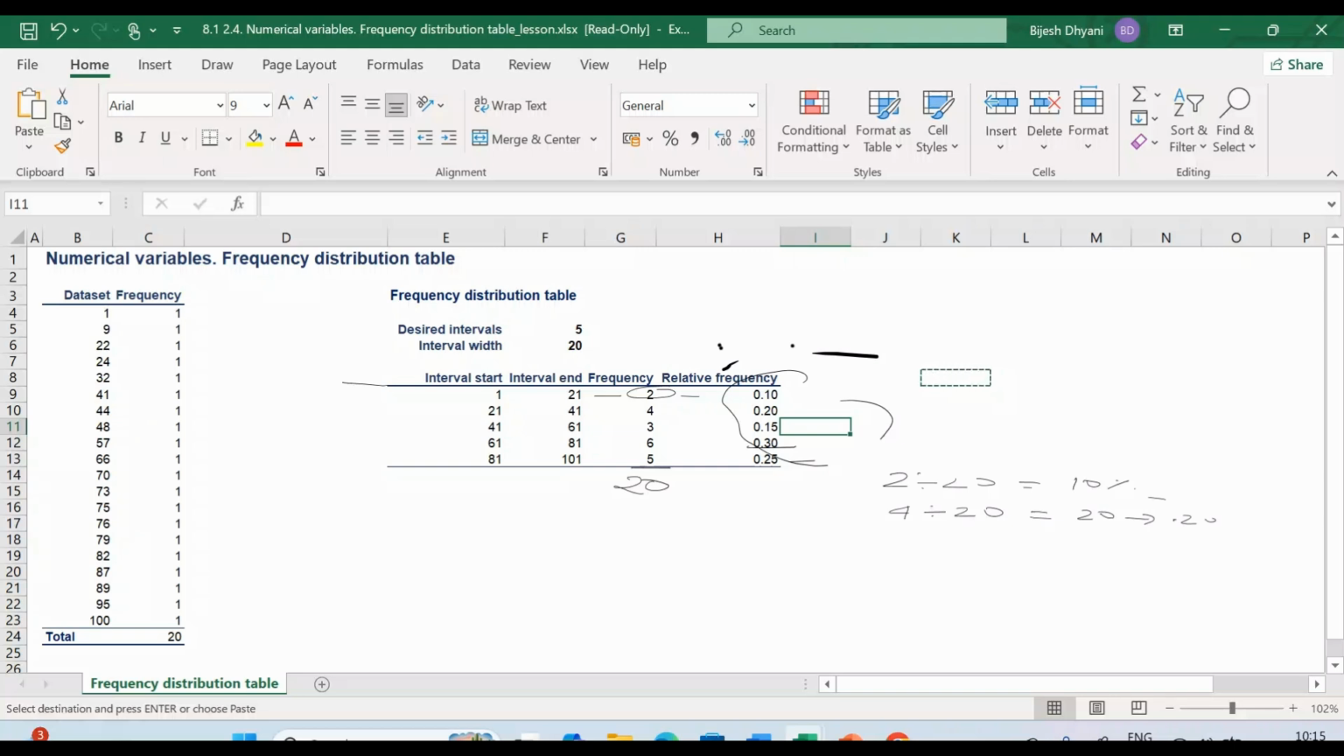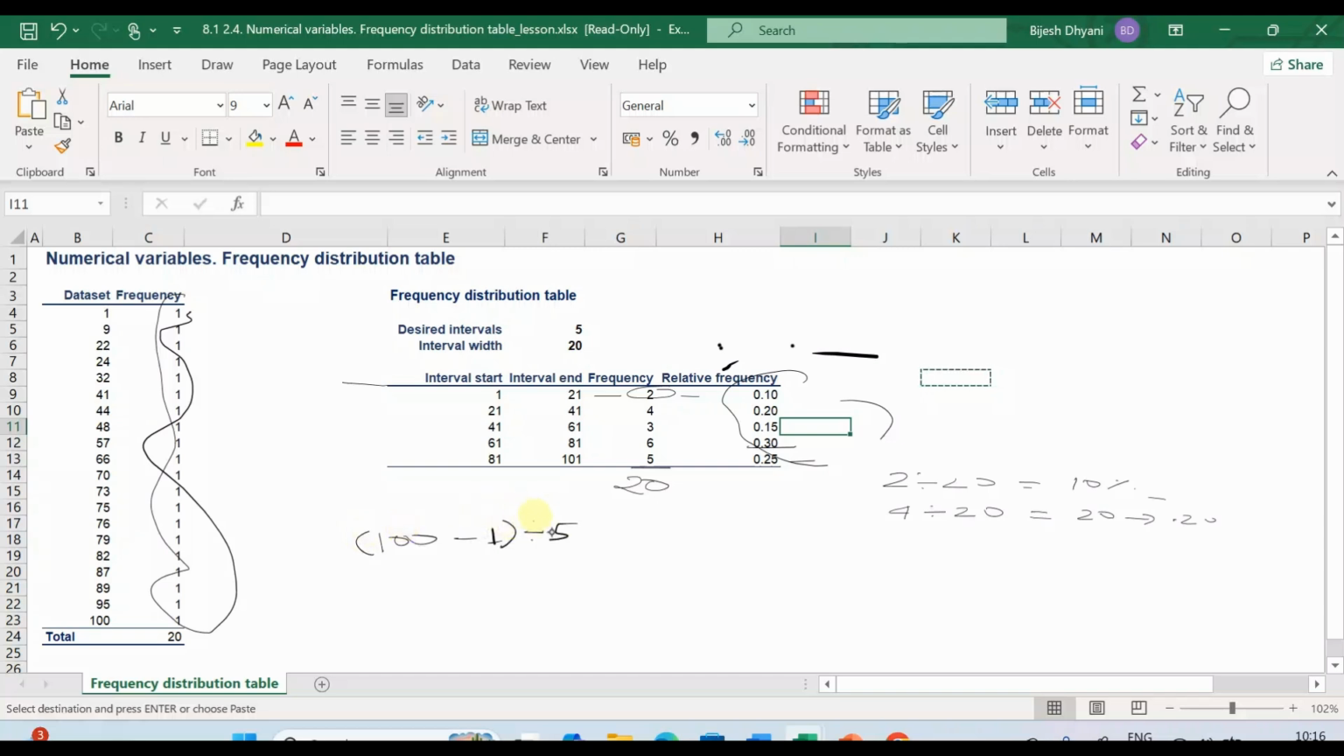So frequency distribution tables for numerical data are more practical than listing every individual value. It will not make any sense to list each value in this way. Statisticians typically use 5 to 20 intervals depending on the size of the data set, and interval width is calculated using the largest value minus the smallest value divided by the number of intervals you want. In this case the largest value was 100, the smallest value was 1, and we wish to have 5 intervals.